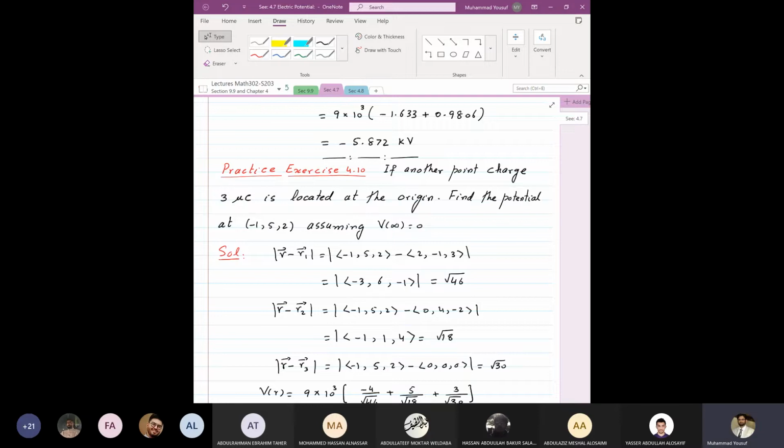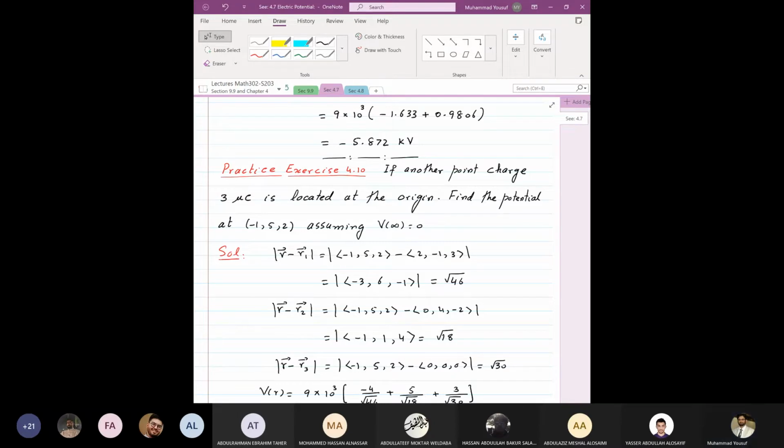So exactly the same thing: we will find the distance between (-1, 5, 2) and (2, -1, 3), and (0, 4, -2), and the origin. Origin means (0, 0, 0). And then we do exactly the same thing and get this answer. So this is quite an easy thing. Okay.